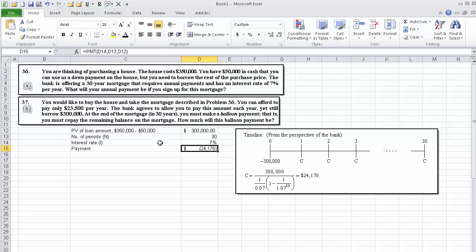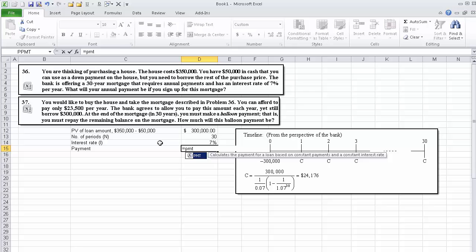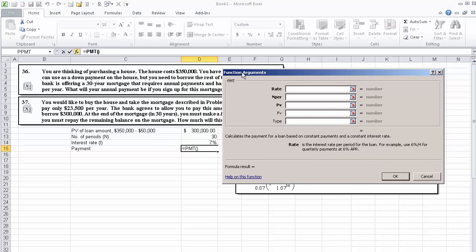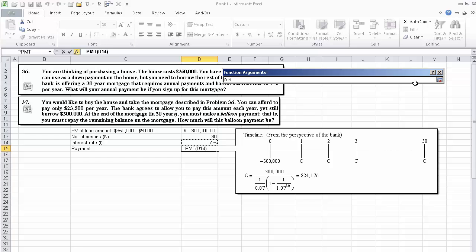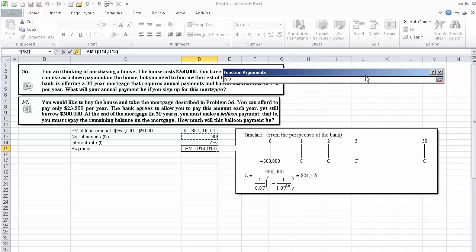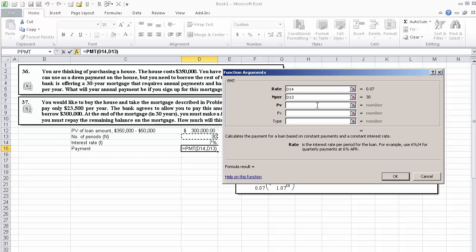But here's what you do. You would hit the equal PMT, hit the left parenthesis, then I come up here and I call up this little function argument. And then we start telling it where the variables are. Well, the rate is 7%, given in cell D14. Number of periods is 30, given in cell D13. The present value is the amount of the loan, that's given in cell D12.